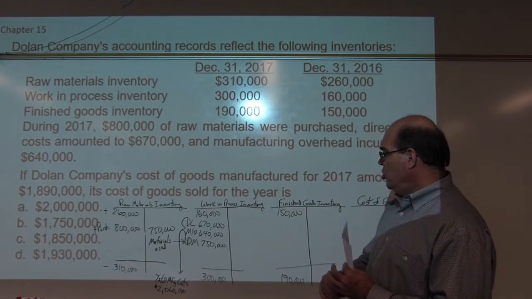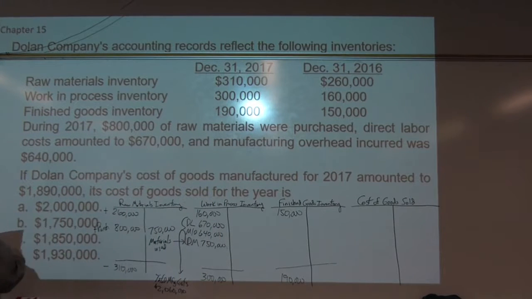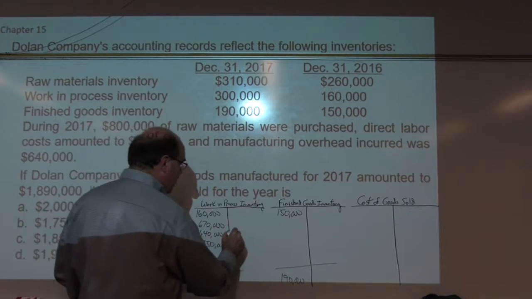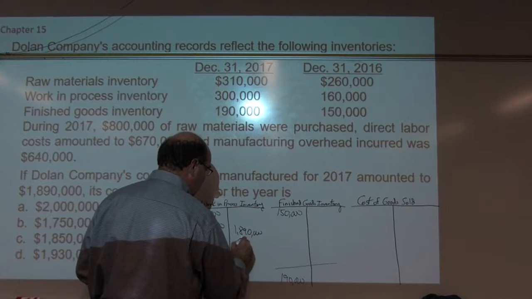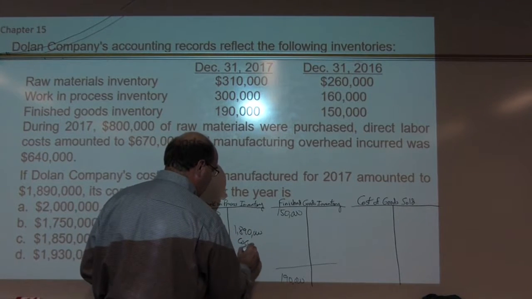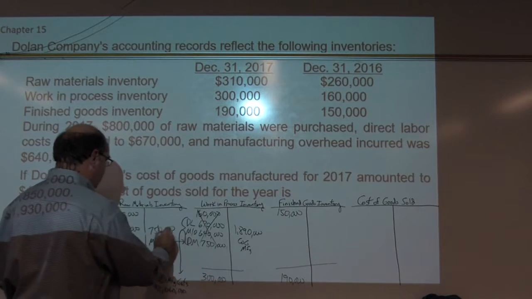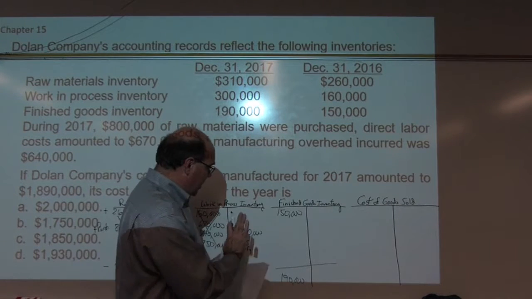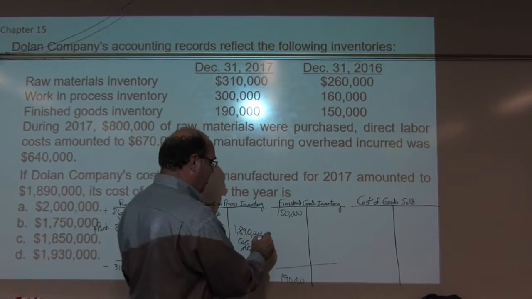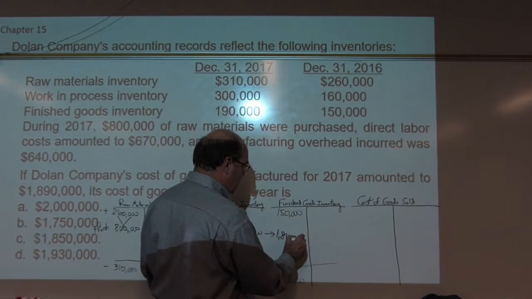They said, let's assume that our cost of goods manufactured was $1,890,000. So now we can fill this number in, $1,890,000, cost of goods manufactured. And by doing that, we basically don't need any of this stuff, right? Because that doesn't count anymore, because that's behind us. Now we know going forward, this is what we're going to carry over here to our finished goods, $1,890,000.